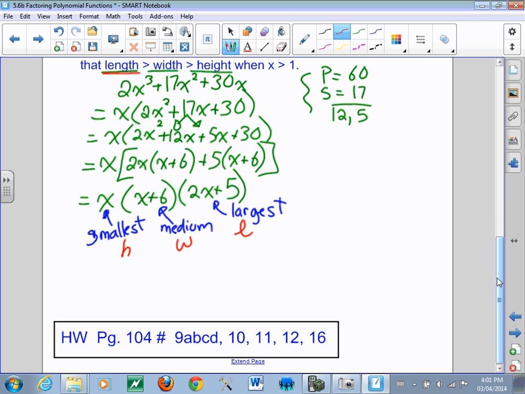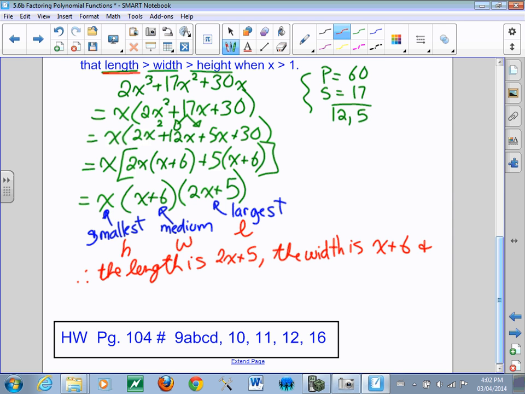So all you need to do is say, therefore, the length is 2x plus 5. The width is x plus 6, and the height is x. Okay? So just ask for the expressions. It didn't ask you for the length, so you don't need the units there, okay?